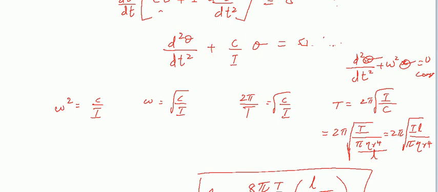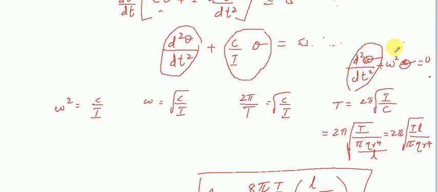That is similar to the expression that we already learned in the lower classes, the expression for a simple harmonic motion. What is that? d square theta over dt square plus omega square theta equal to 0. Comparing these two equations, the first term is d square theta over dt square in both. And the second term is c over I times theta here, and here the second term is omega square theta.